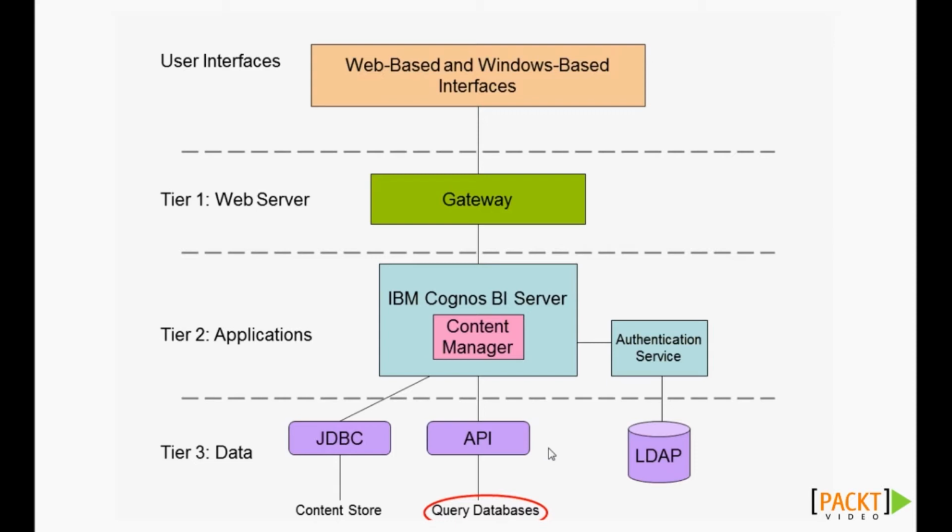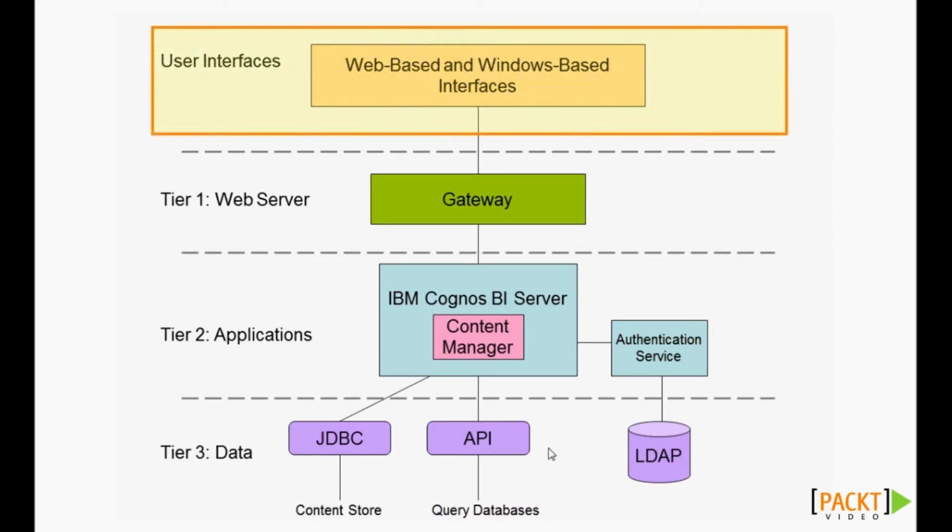Now let us look at its interfaces. IBM Cognos BI is configured using Cognos configuration. It is a Windows-based component that we'll see in the next section. Apart from that, there are web-based and window-based components or user interfaces.